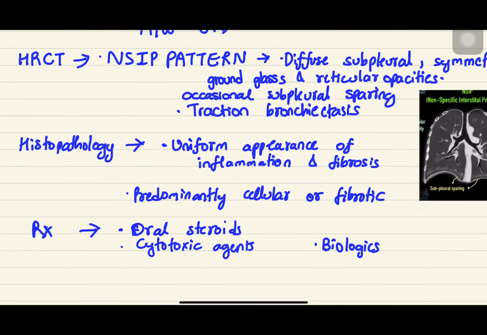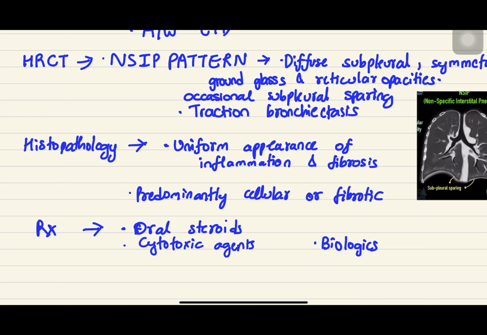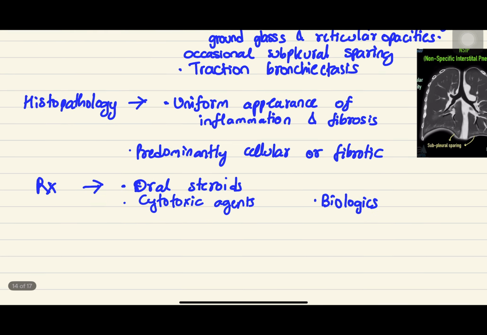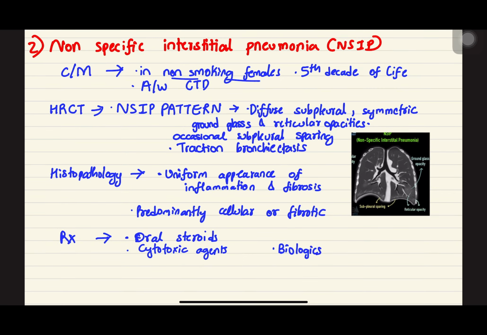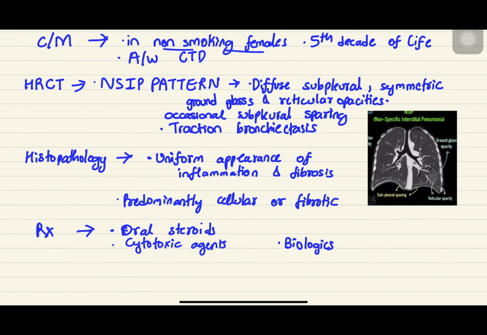What does histopathology show? It shows a uniform appearance of inflammation and fibrosis. There can be two types, predominantly cellular and fibrotic. And what is the treatment? Treatment is oral steroids like prednisone, cytotoxic agents like azathioprine and mycophenolate, and biologics like rituximab. Remember, NSIP has a more favorable prognosis than idiopathic pulmonary fibrosis, and the fibrotic type is always refractory to treatment, unlike the cellular type.